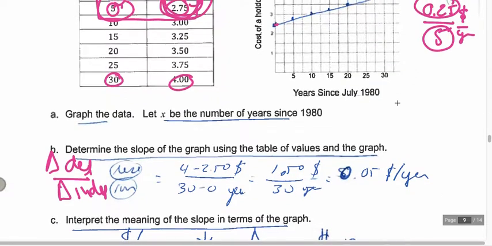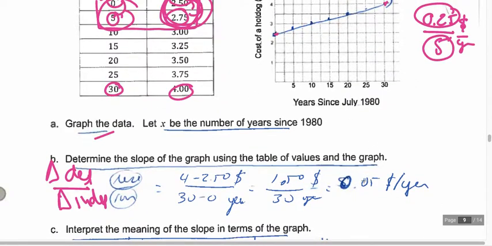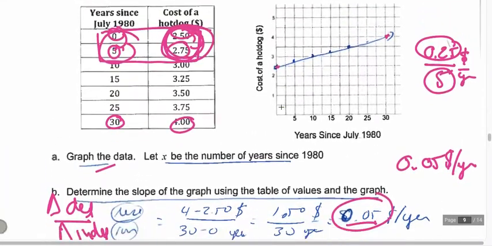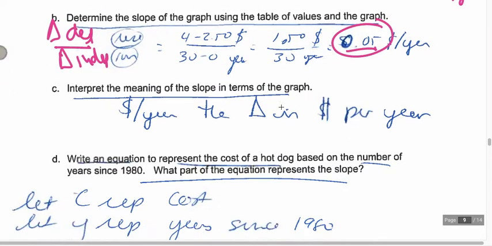And then if I'd worked this out, I would have got the same number that I got below here. So I get 5 cents or $0.05 per year change. Okay, so it doesn't matter which points you use if you have a straight line, which we'll be doing only straight lines in this course. So your rate of change works that way.